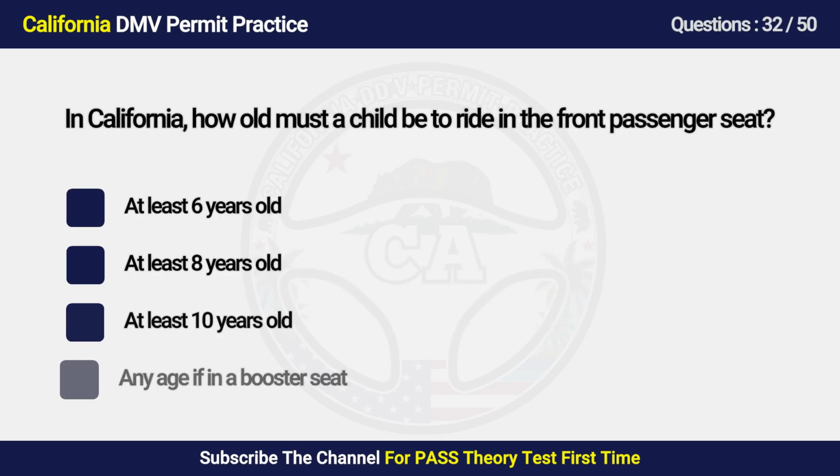Question 32. In California, how old must a child be to ride in the front passenger seat? A. At least 6 years old. B. At least 8 years old. C. At least 10 years old. D. Any age if in a booster seat.